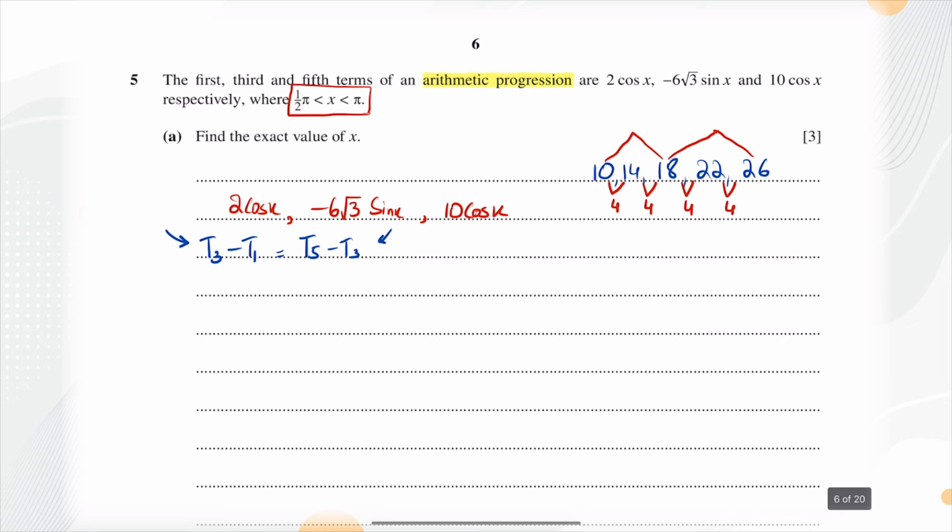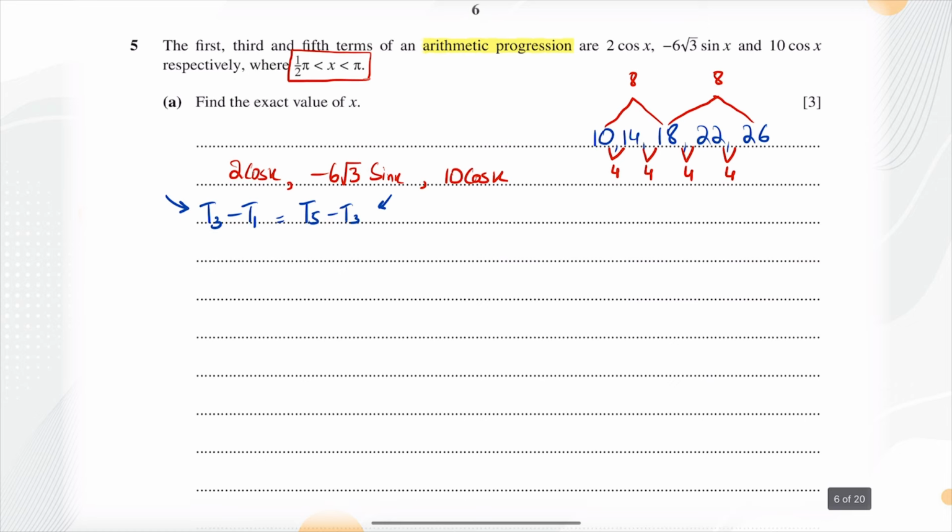Because these terms are in a sequence, 1, 3, 5, the difference between them will also be the same. Okay, so if you find out the difference between the first and the third term, you'll notice that's 8. If you find out the difference between the third and the fifth term, you'll notice that's 8 as well. Okay? Alright, now, so let's calculate the difference.